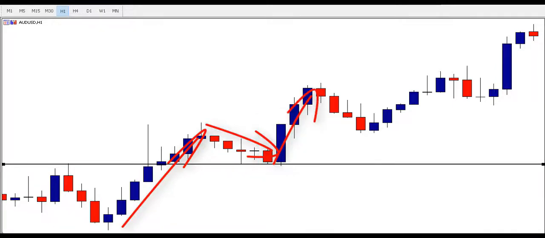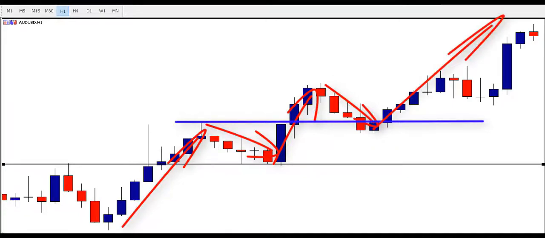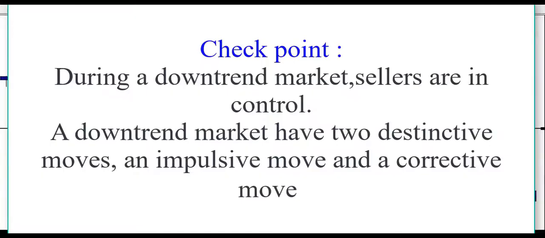The same thing happened here. This corrective move formed the resistance that becomes support, and when the market reached this level, another impulsive move took place. For a downtrend market, sellers are in control.